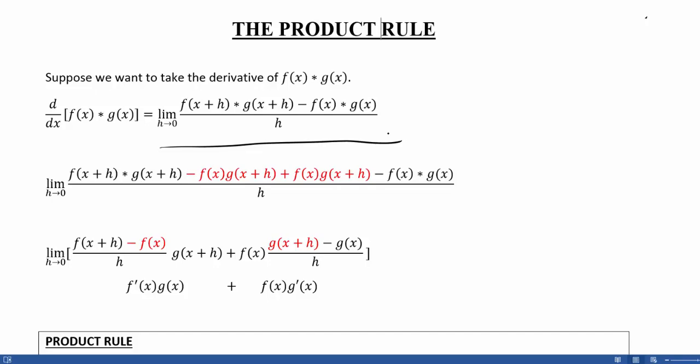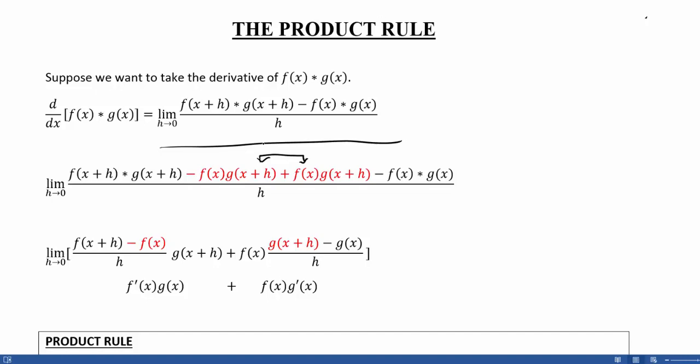Now in math, we have something called the creative zero. So we can add something to a function as long as we also subtract it. So in red here, you can see that I've created this nice little creative zero where I'm subtracting f of x times g of x plus h plus f of x times g of x plus h. These would normally cancel each other out, but I'm putting these in order to get what I need to finish this problem. Now, I'm going to group some things together.